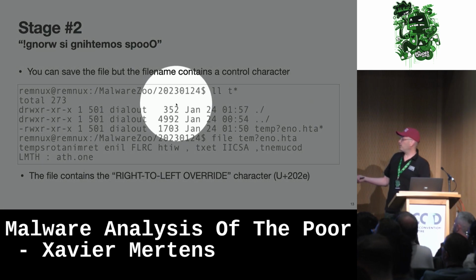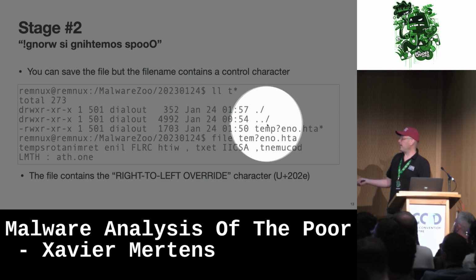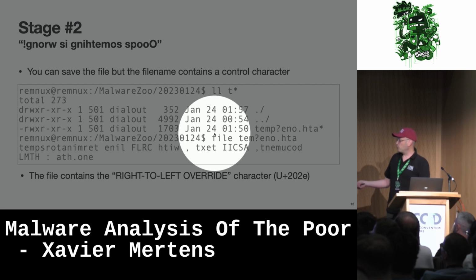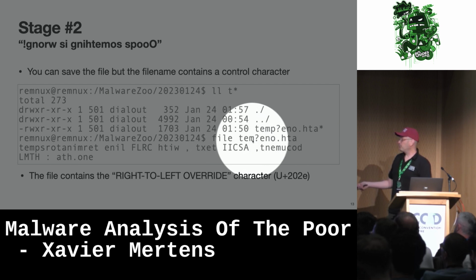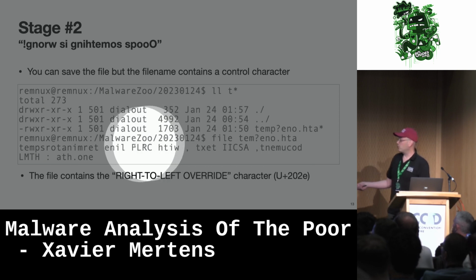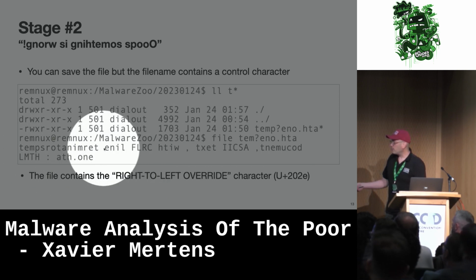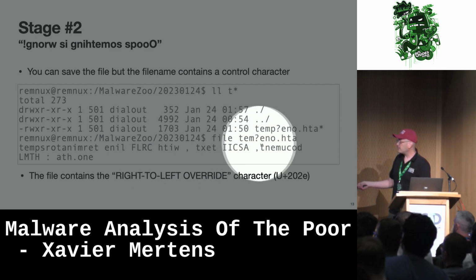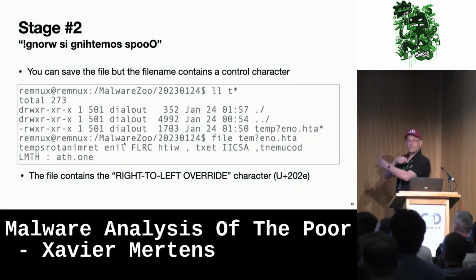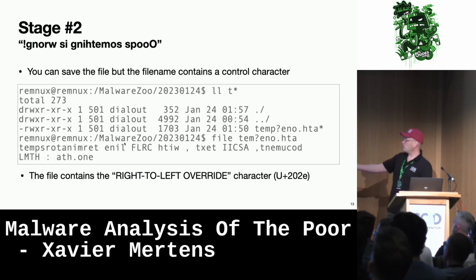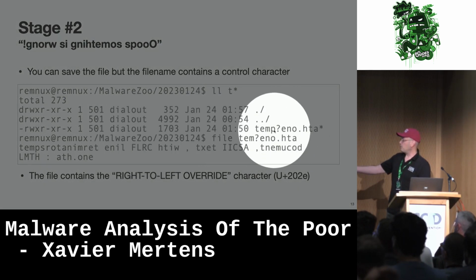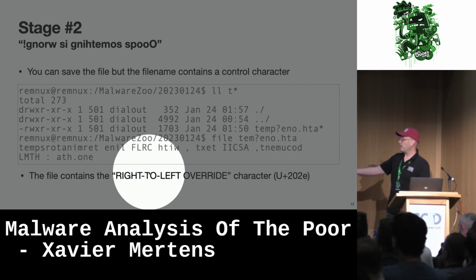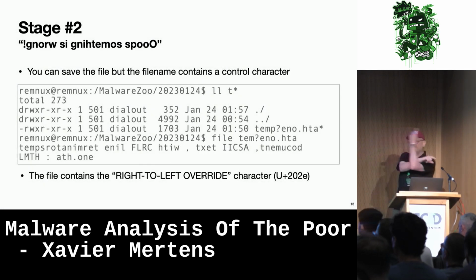The file was called temp eno.hta. This is on a Linux system. I ran file on temp eno.hta, and I got this: everything is reversed. You see the question mark in the file name. It's a specific Unicode character, 202E, which means right-to-left override. So it inverted the strings.